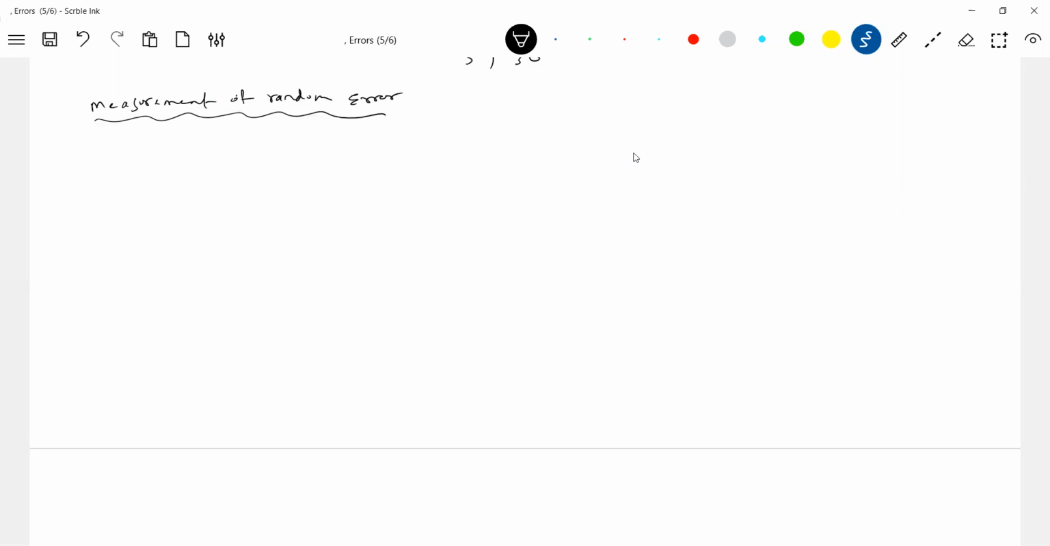So first I'll measure the readings. I will take the observations x1, x2, x3, x4, x5, like this, up to xn. These are the observations. These are the measured values.